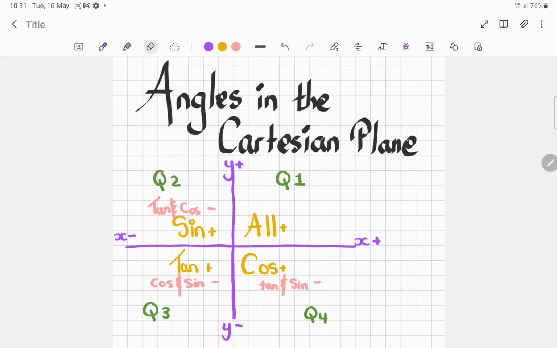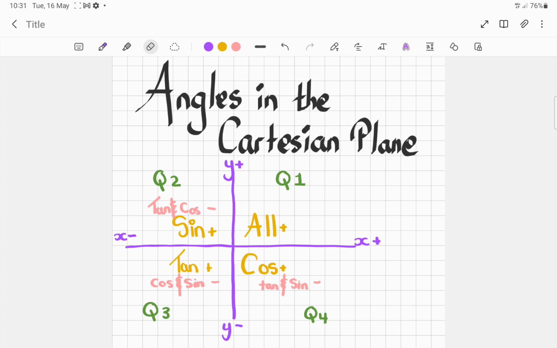I think sometimes students forget what we are actually referring to, but that is the CAST diagram, and that is what we're going to use to identify in which quadrant we are working. So the following sums are where you have to, with the aid of a diagram and without the use of a calculator, find the value of a specific trig ratio.